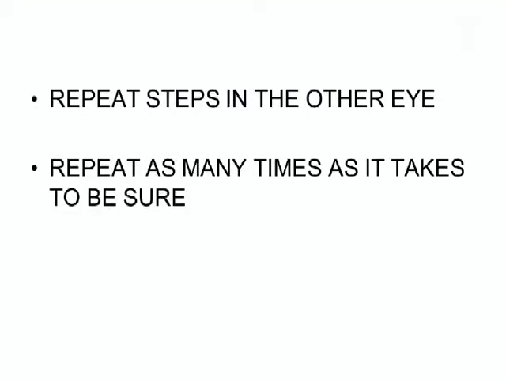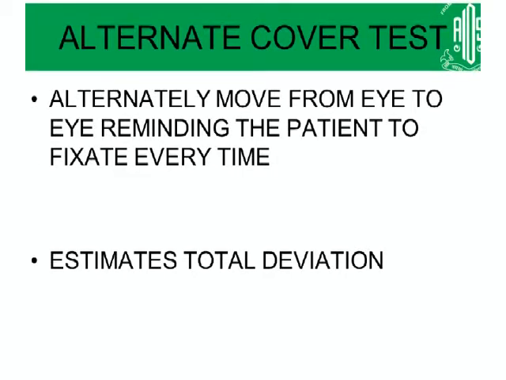So repeat the steps in the other eye. Repeat as many times as it takes to be sure. What do you do in alternate cover test? You alternately cover the eye. And that brings out the total deviation. Tropia plus phoria. All right?